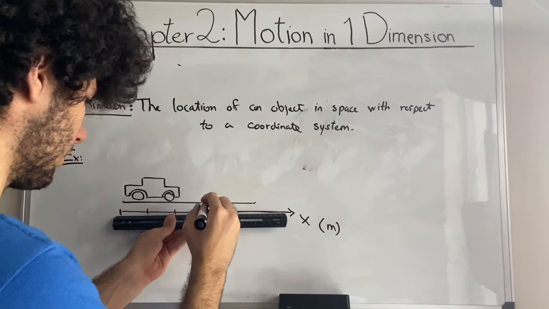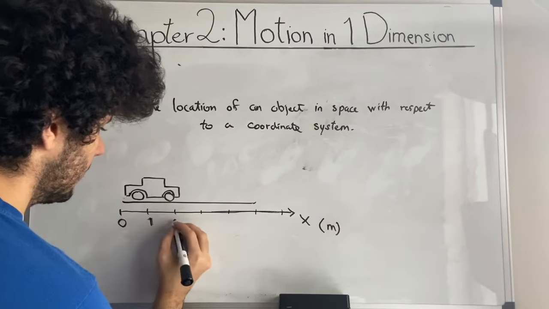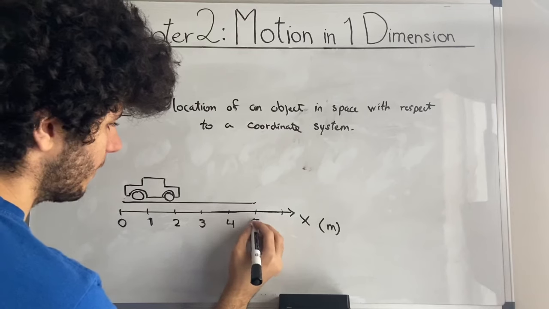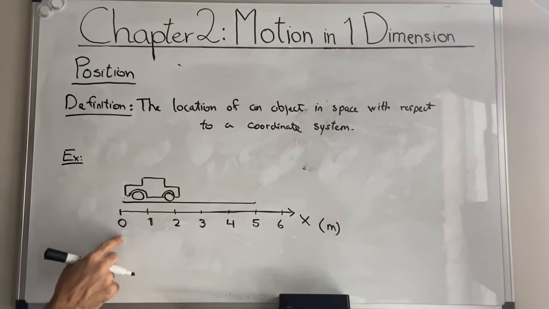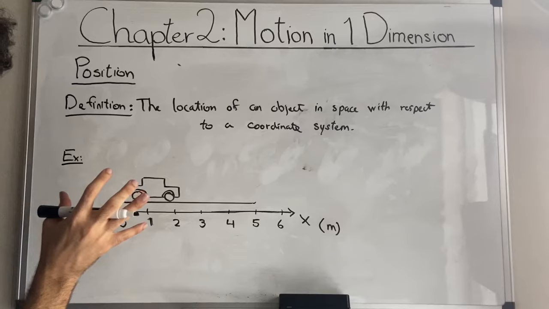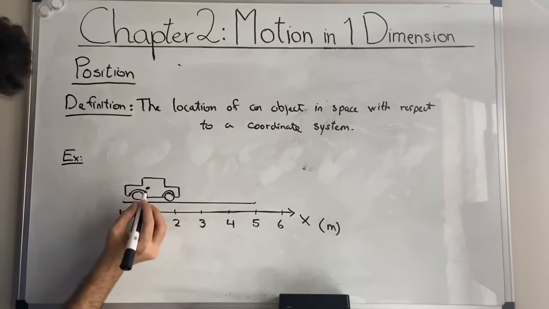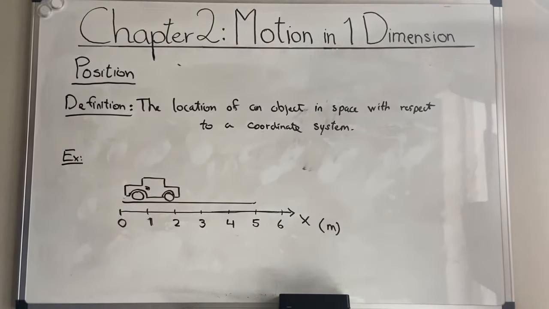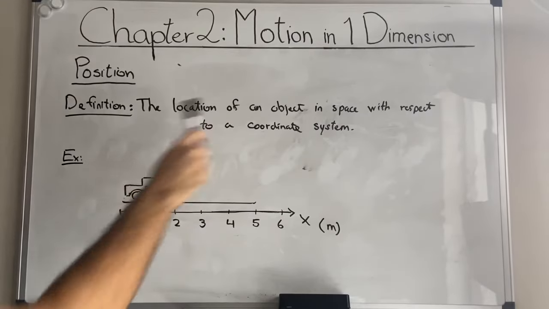So let's set a few different milestones along this measurement instrument. We've got 1, 2, 3, 4, 5, and 6. All right. If we consider this to be x equals 0, and remember we're working with the particle model, then though I've drawn this car as a whole, we're going to summarize it with just a point so that things are a little more digestible. So let's say that this is the point where it is. Ask yourself, where is it along this line? What position does it have? What is the location of the object with respect to the coordinate system?